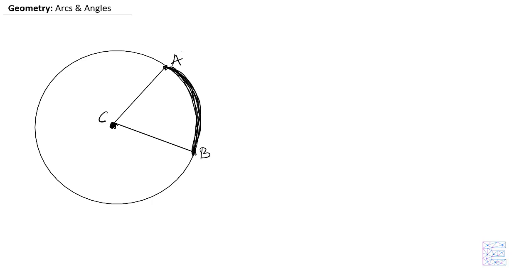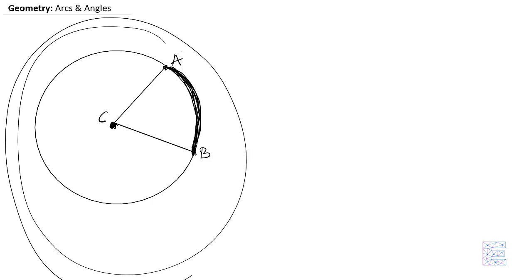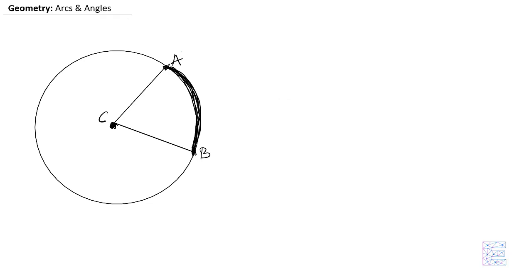So an arc is a part of a circumference. If you found the distance around a circle, that's called circumference. So if you just get a part of that, that's known as an arc.